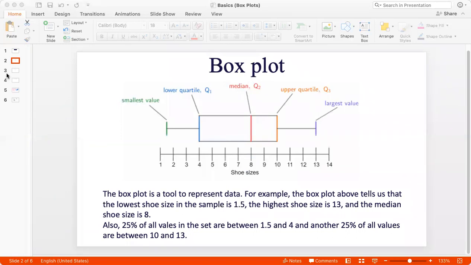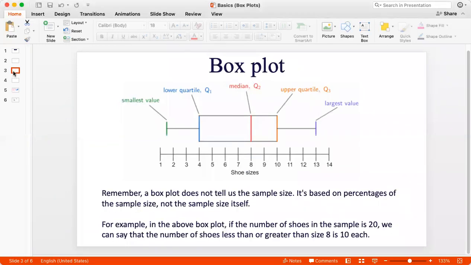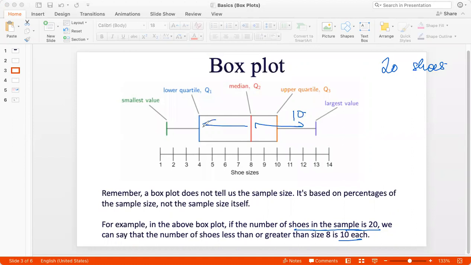Okay, let's go to, so this is something that we have already discussed. In the above box plot, if the number of shoes in the sample is 20, we can say that the number of shoes less than or greater than size 8 is 10 each, right? So if we have 20 shoes in the sample size, then 10 shoes will be in this range and 10 shoes will be in this range till here. So that is what I meant when I said that whatever is the data size, it gets distributed in a certain manner as per the box plot.